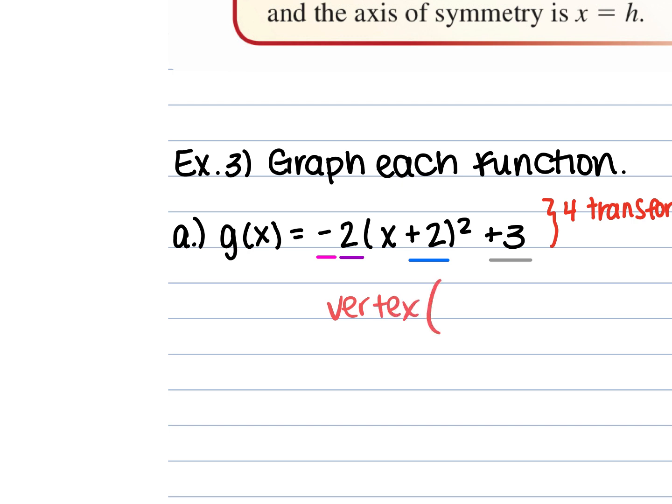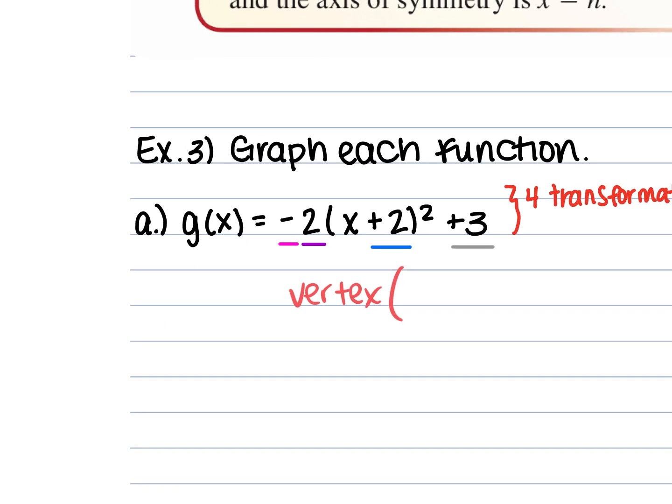So how has it been shifted left or right in this example? It's been shifted to the left 2 because of the +2. Do you guys agree? So the x value of my vertex is what? It's going to be -2 because we shifted it to the left 2. And then how much was it moved up or down? Up 3. So the y value of my vertex is? -2, comma 3. That's it.